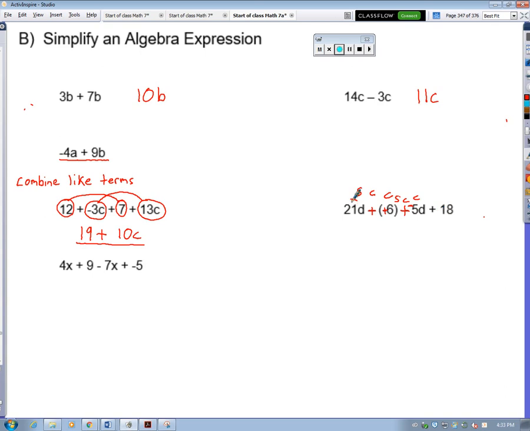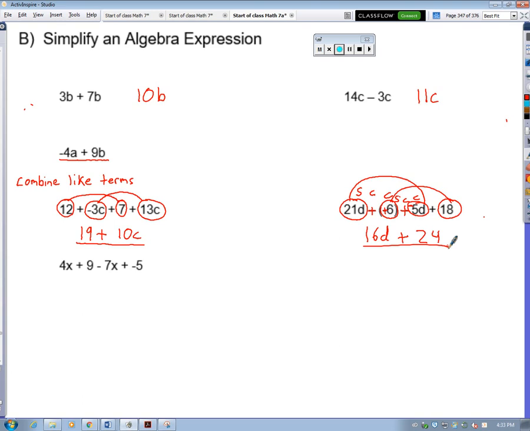Check this out. I have 21d over here, and I have negative 5d. Those two are the same. I can add them together, and when I do that, that is going to give me a positive 16d. And then I'm going to add these two that are the same. I have a positive 6 and a positive 18. Add those puppies together, and that's going to get you 24. And that math problem is simplified. That's as far as we can go.